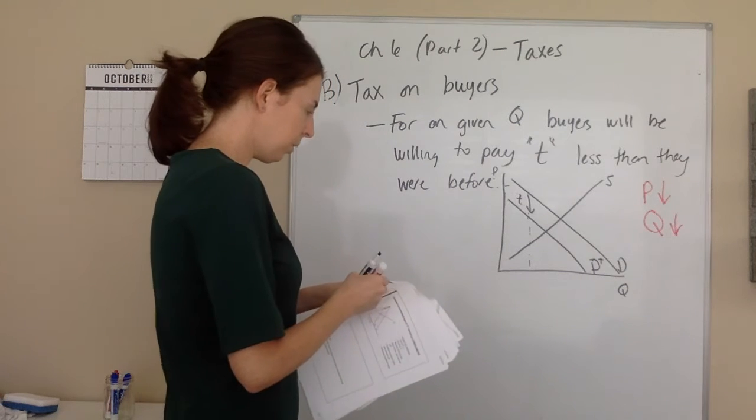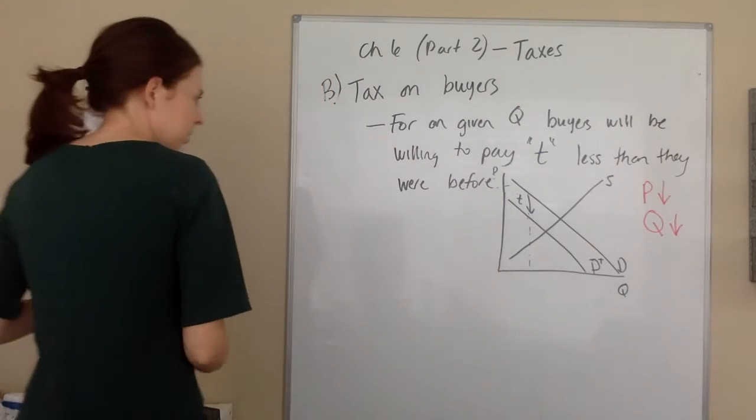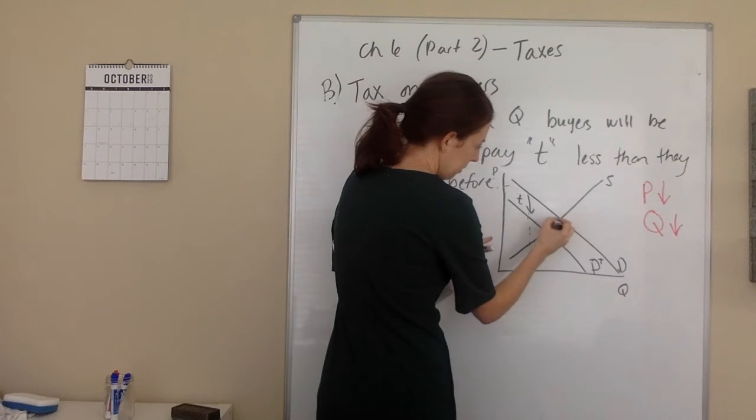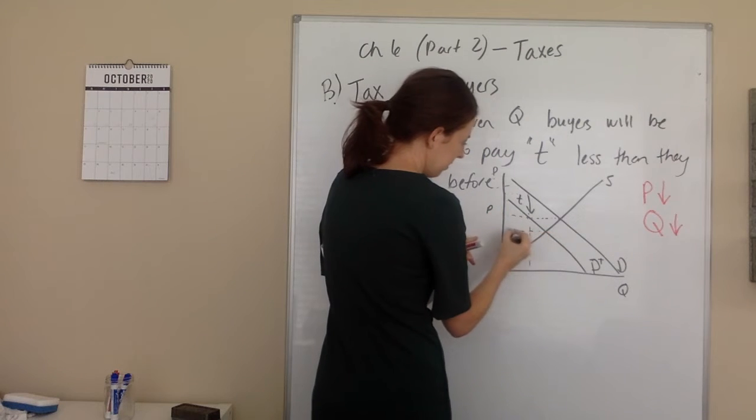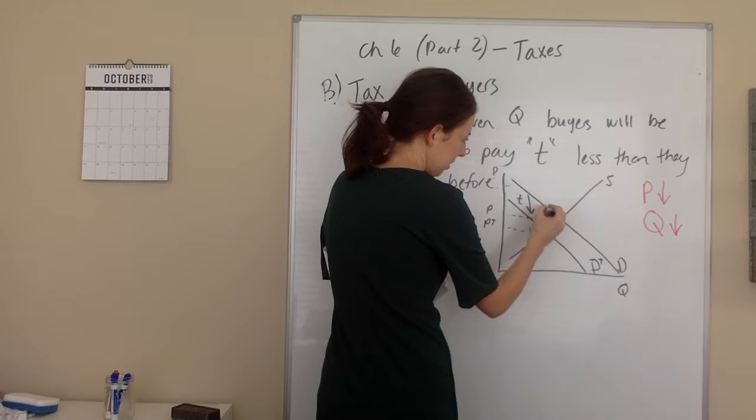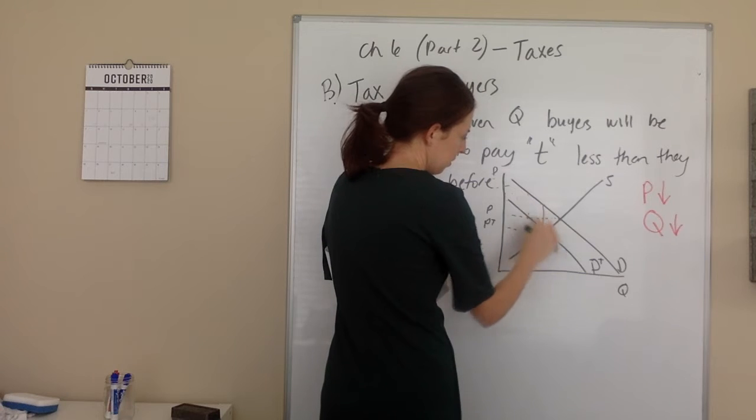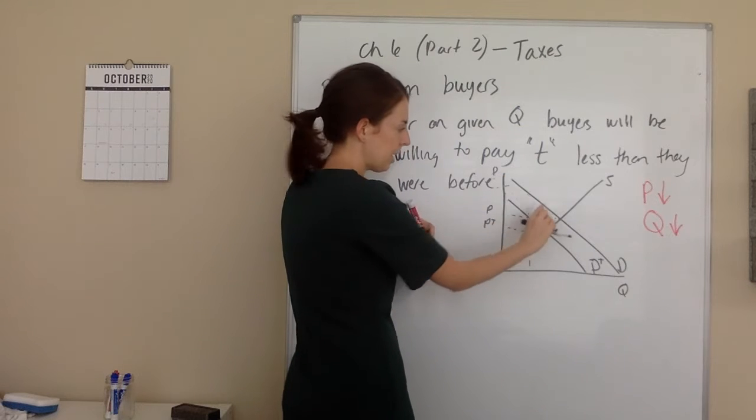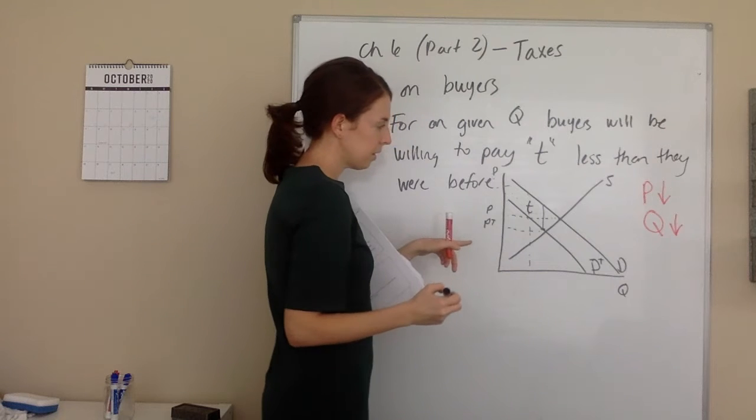Well, okay, let's start with consumers. I'm going to label things here. This is the original price, this is the price after the tax, and this whole distance right here is equivalent to the amount of the tax, because again, you're moving the demand curve down by the amount of tax, so this whole leg is equal to the tax amount. Okay, so now let's think about the consumers again.